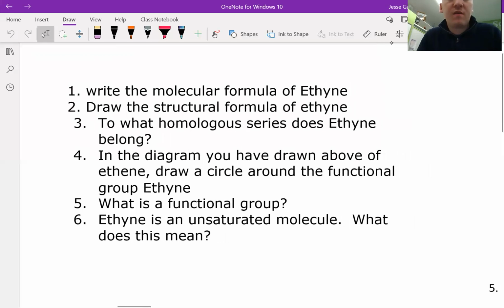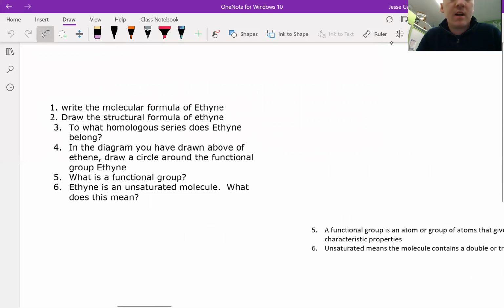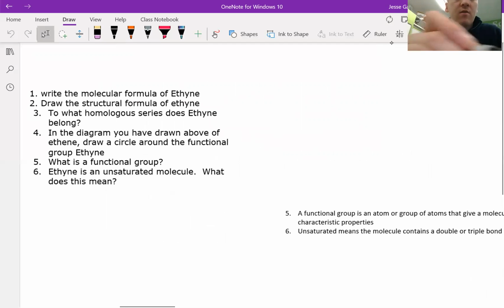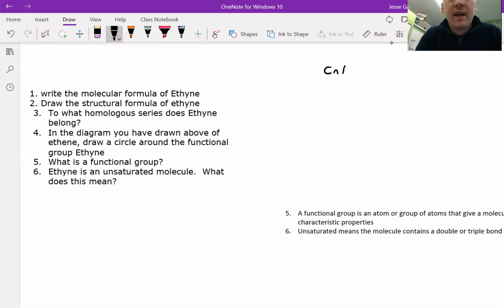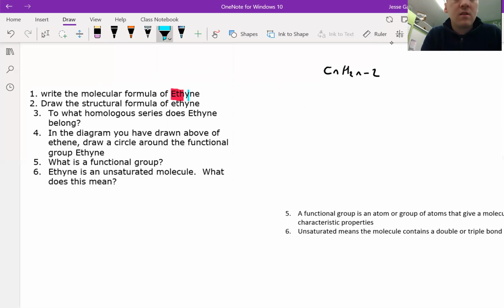Write the molecular formula of Ethyne. A reminder that the molecular formula tells you the type and the number of atoms present. The general formula for an alkyne, since this belongs to the alkyne family, is CnH2n minus 2. So if we've got Ethyne, eth means 2 carbons, and yne means it's an alkyne. So it's an alkyne with 2 carbons.